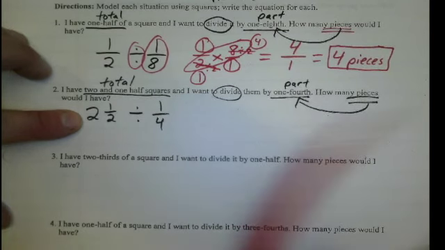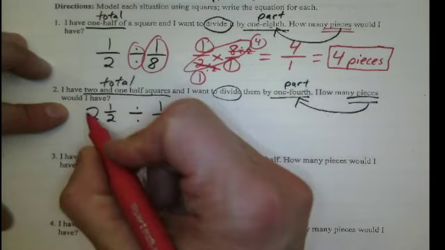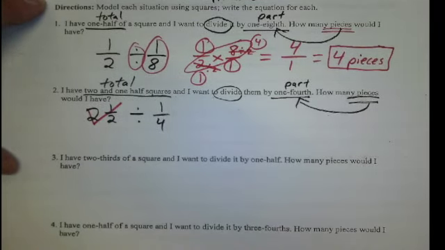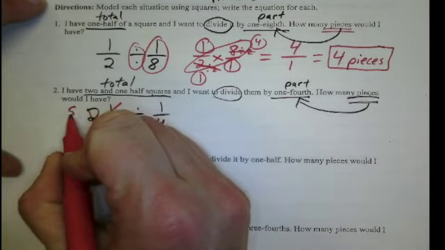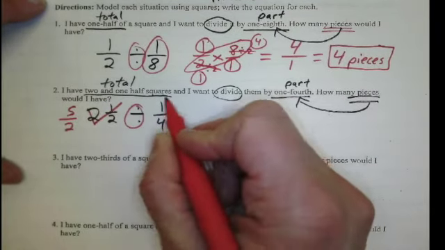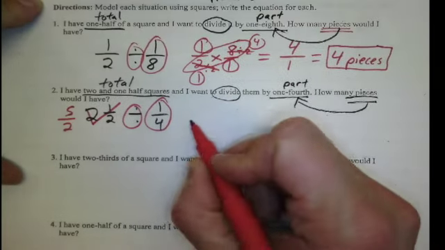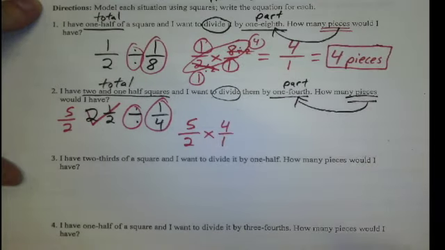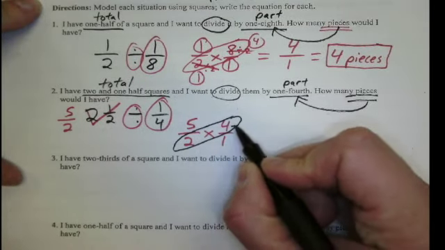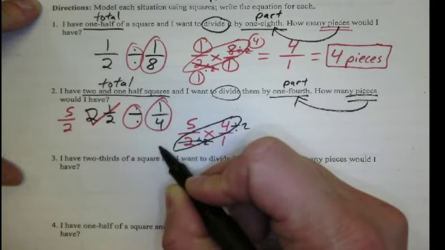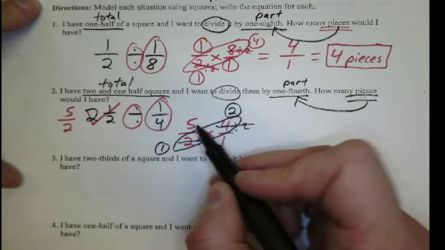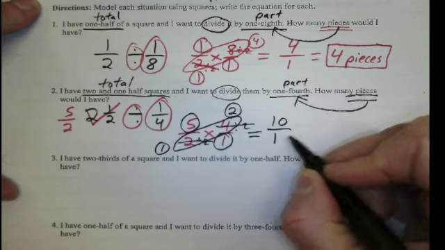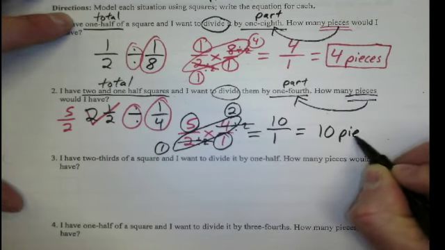2 1/2 divided by 1/4. If you were to solve this, you would have to change the mixed number to an improper fraction, which would be 2 times 2 is 4, plus 1 is 5 halves. And then instead of dividing by 1/4, you're going to multiply by its reciprocal. So I would have 5 halves times 4/1. Simplify and multiply. I could divide both of these by 2 to make them smaller. This would leave me a 1. This would leave me a 2. I have a 5 and a 1. So 5 times 2 on the top is 10/1. My answer is 10 pieces.